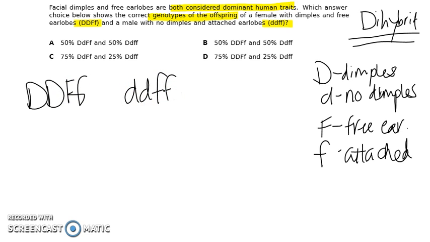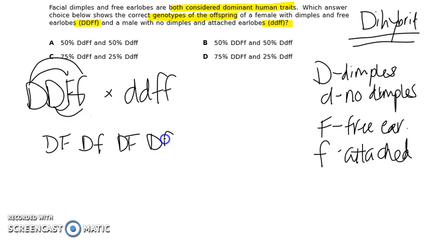Our FOIL method is going to lead us to make our Punnett square. So this is our parents. So first D, first F gives us the first spot. Outside to outside gives us the second one, which is a big D and a little f. Inside to inside, big D, big F. Last to last, which is big D, little f. And then the other parent, which we'll place down the side, is going to be little d and little f for all four options because that's the only thing they have to donate.